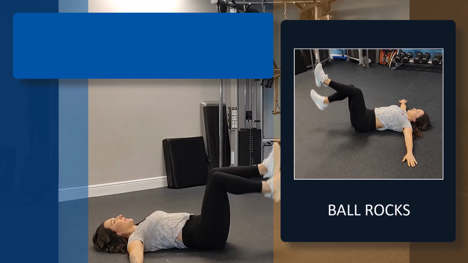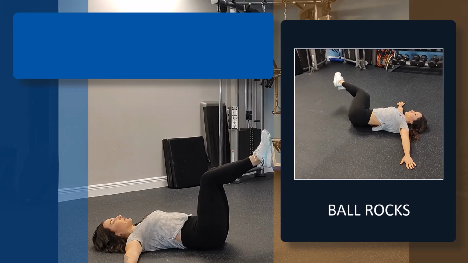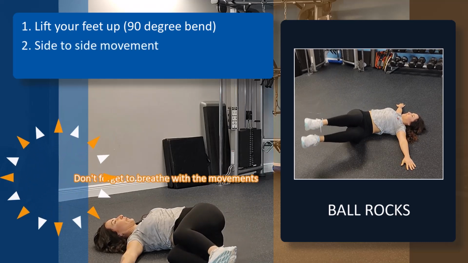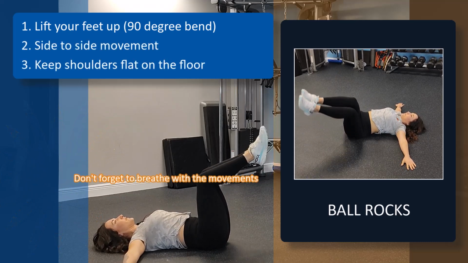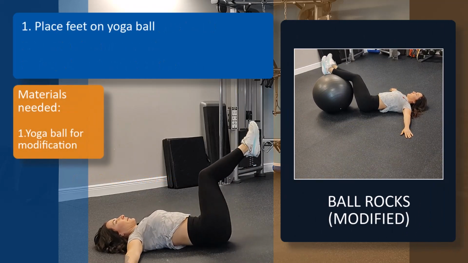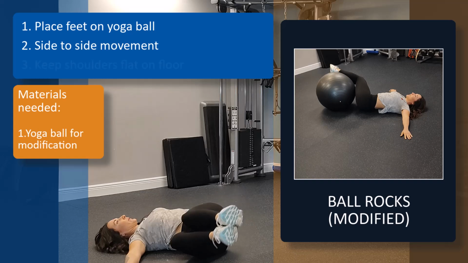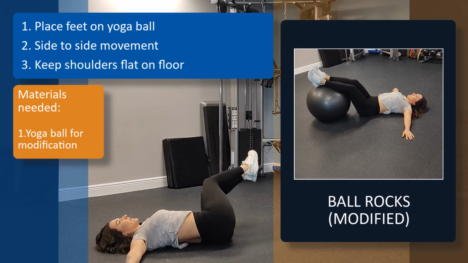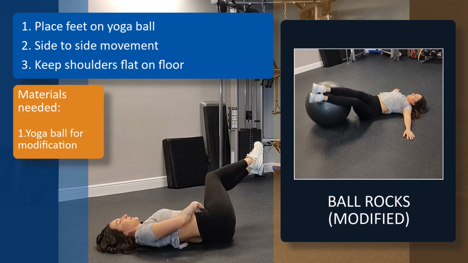The second one is called ball rock. So what you're going to do is put your feet up and you're going to go side to side. You're going to breathe out, come back to the center, breathe out, back to the center. Keeping shoulders flat on the floor. This allows most mobility coming in this area.